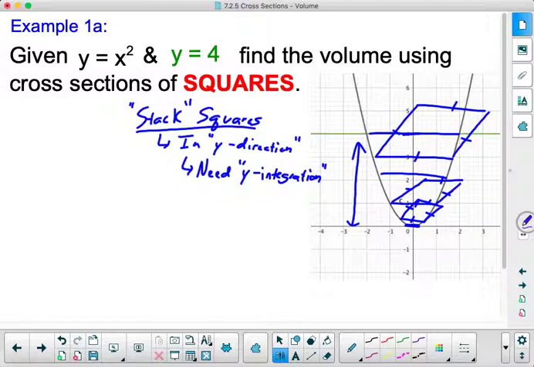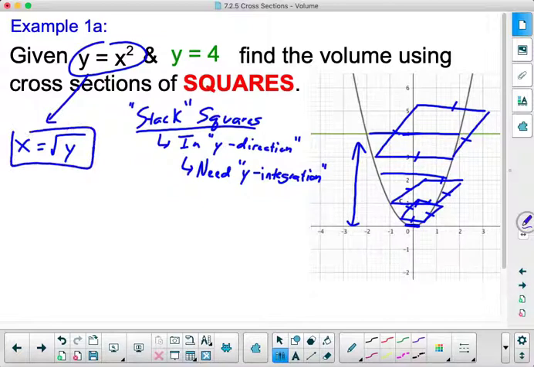Well, one thing that we're going to need to do, and might as well do it right now, is that if we're going to do this in terms of y, if I solve this function, this would actually be the square root of y. So I'm going to write this in terms of y there. And so that function actually looks like that. So, what does one square look like?